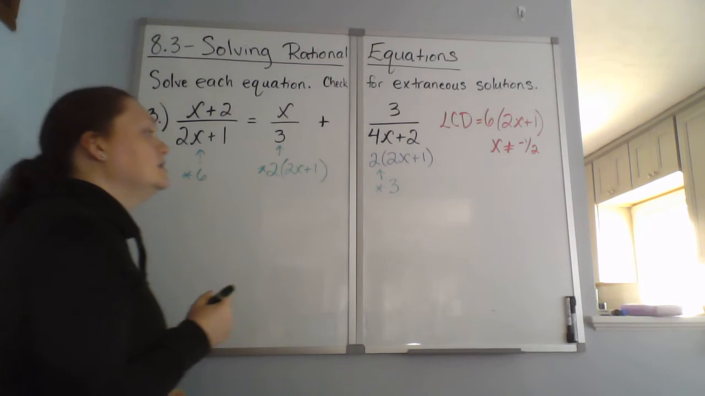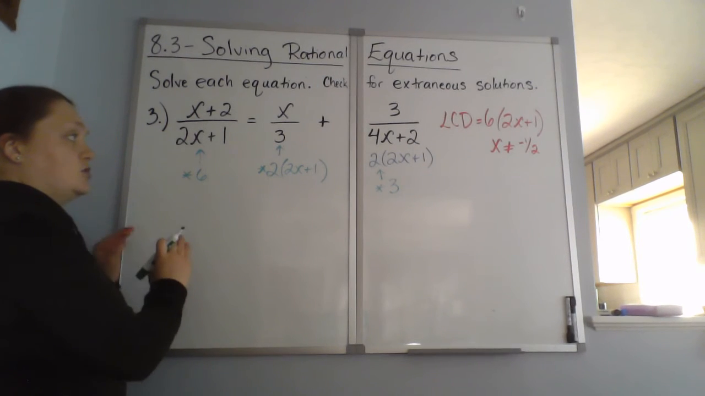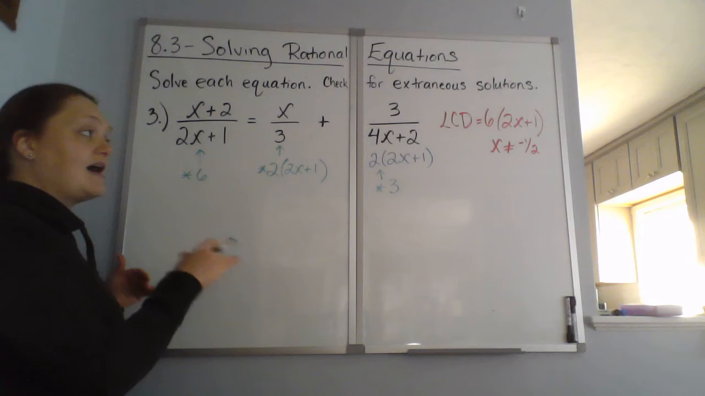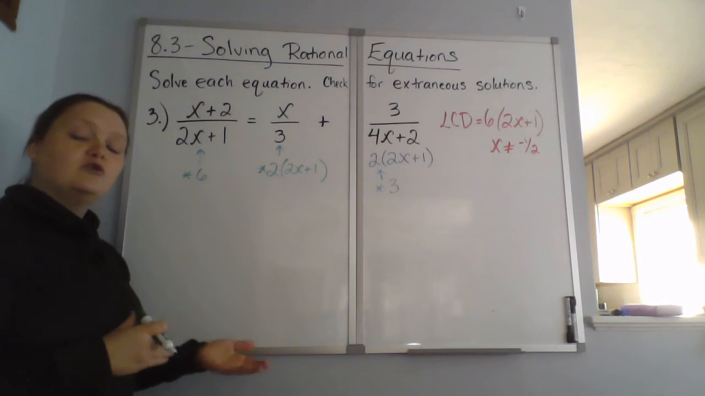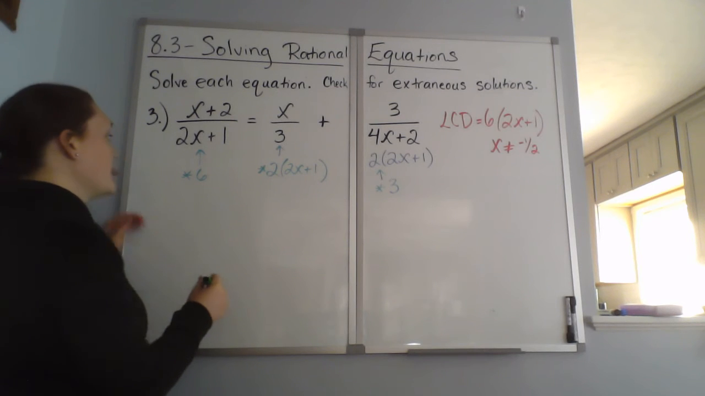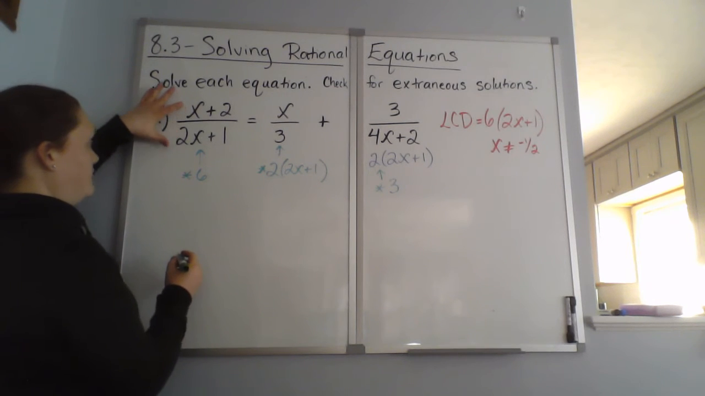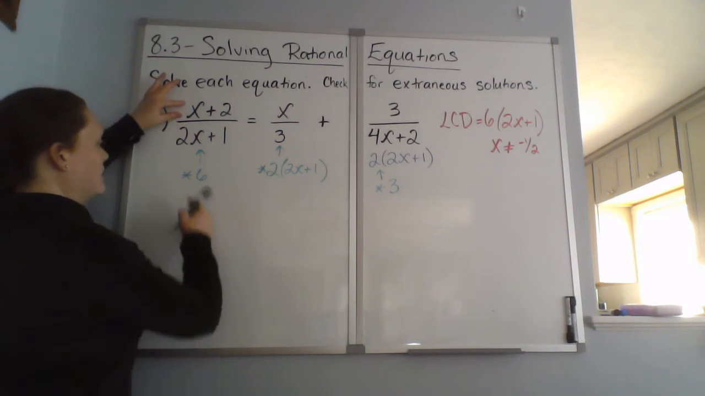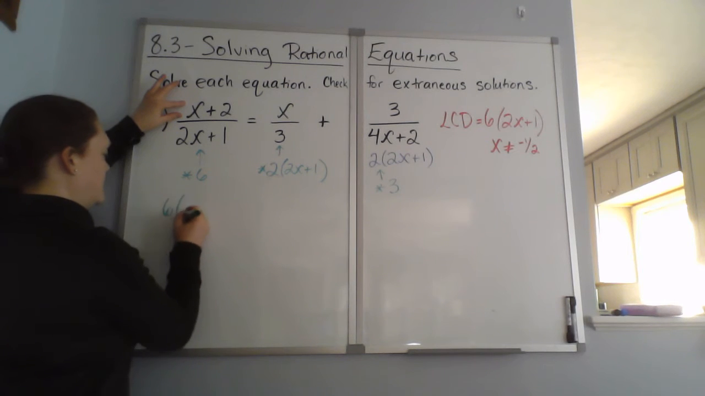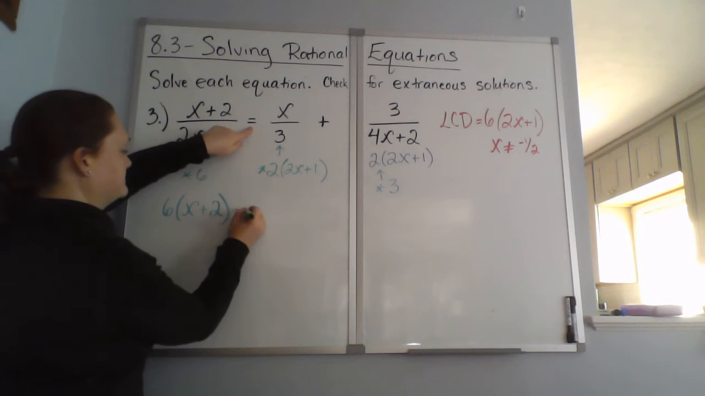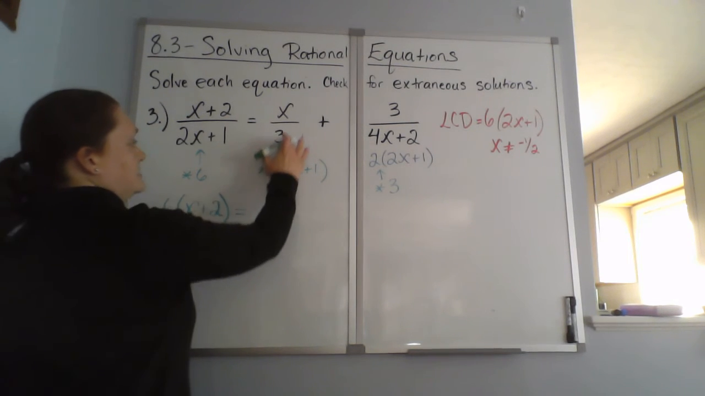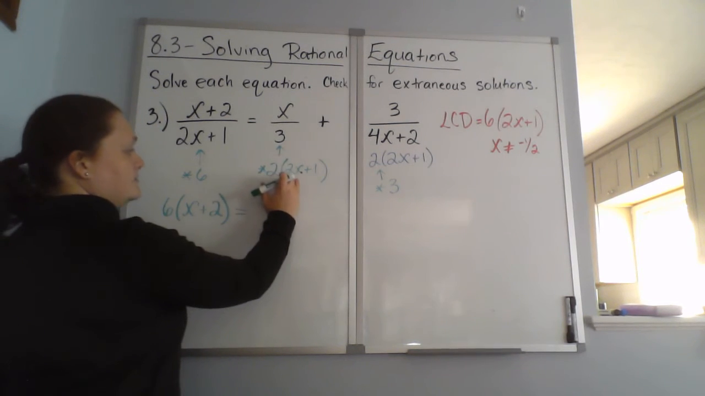Again, this creates it so that I have all my numerators divided by the LCD, and because we have a common denominator, only the numerators need to be considered. So I'm going to take this first fraction, just focus on the numerator, multiply it by 6. So I have 6 times x plus 2 equals. And now I said I need to multiply this fraction by 2 times 2x plus 1.